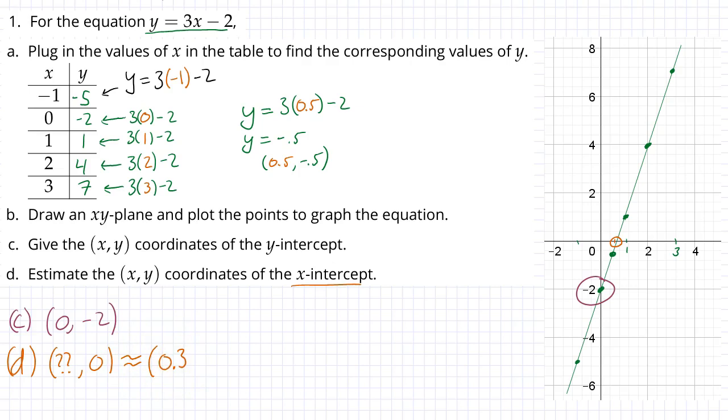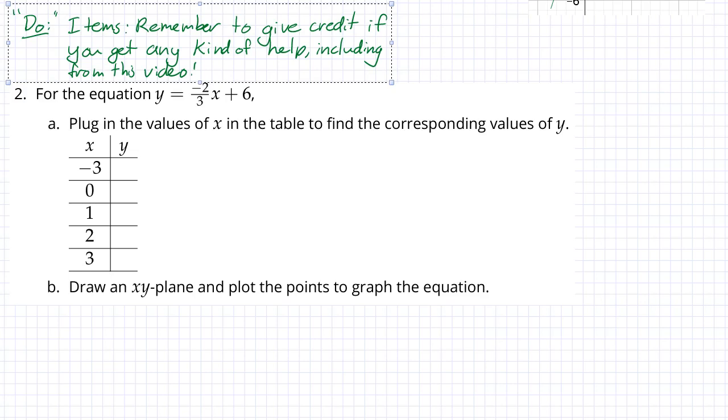I think it's actually 1/3 if you were to do this with solving the equation. But this looks pretty close. So that's an estimate of the xy coordinates of the x-intercept there. Here's the next one of these types of problems where we're just going to graph an equation.